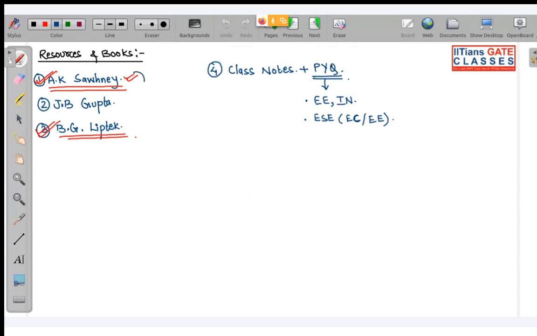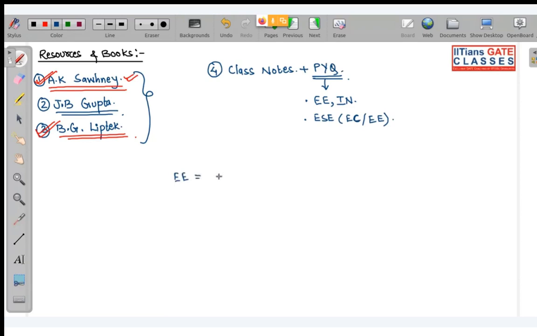Other than this, please don't refer to any textbook, because all the notes that I have compiled over the years are made from these two books. And the J.B. Gupta book is actually a substitute, or you can say just a copy, of A.K. Sahani. So other than this, please don't refer to anything.